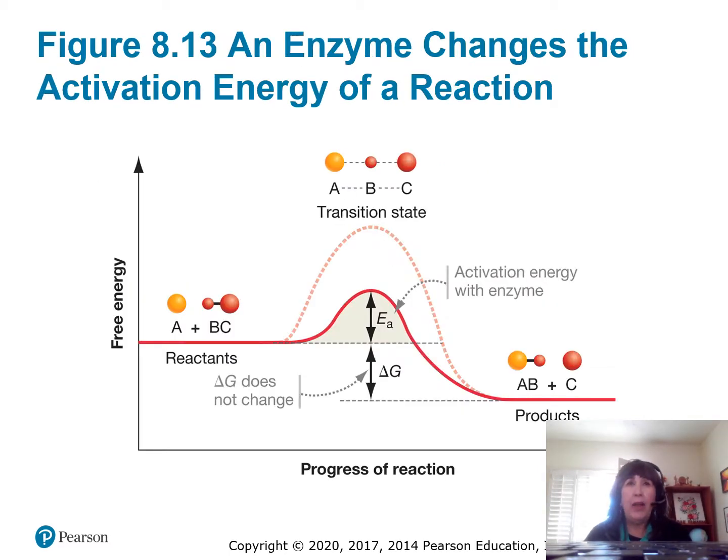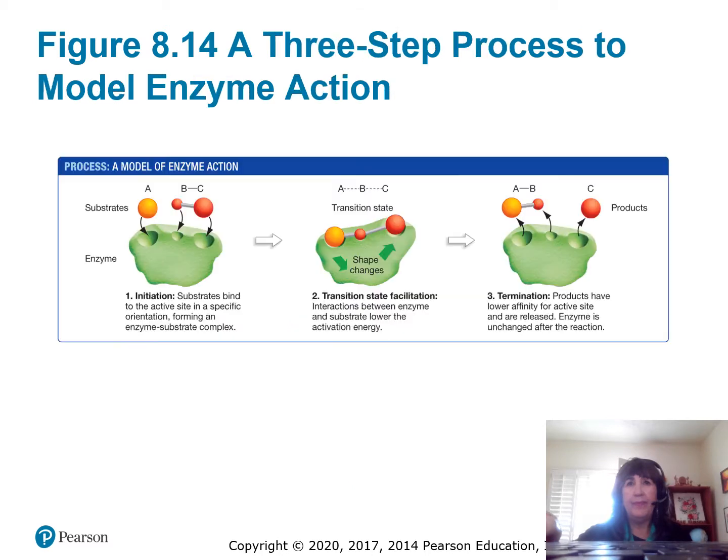I love this diagram. I love figure 8.13. Notice enzymes change activation energy. They lower the little molecular speed bump, but they have no effect on delta G. Notice this is an exergonic reaction because the products have less free energy than the reactants. So here an enzyme lowered the speed bump, which is the activation energy E sub A, which represents this thermodynamic barrier. So this is how enzymes work. This is how they speed up reactions.